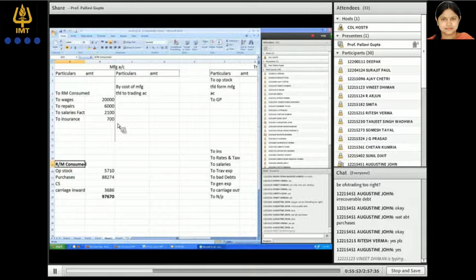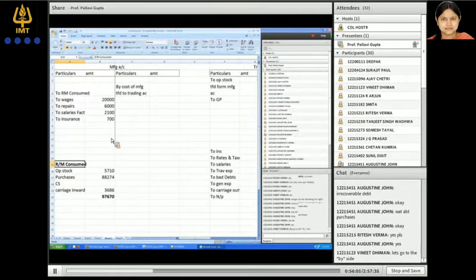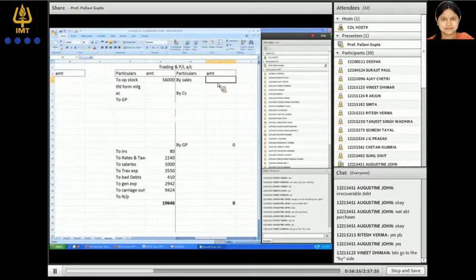Okay, so let's come to the credit side of the trial balance. First item in the credit side of the trial balance, sales. Sales will be a part of the trading account. By sales 174000.